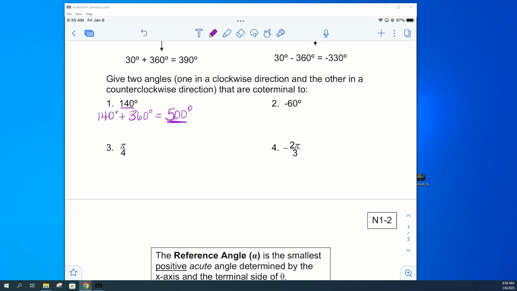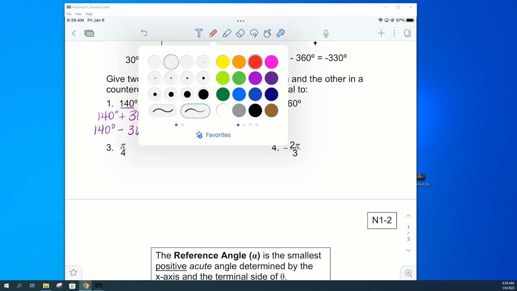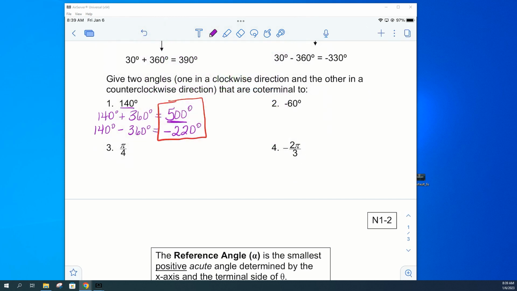If I wanted to find a clockwise one, that would be going in the negative direction. I would take the 140 and subtract 360, and that would give me negative 220. So your two coterminal angles that they asked for would be these two. Now you try to do number 2. And I'm just giving you a little visual here.